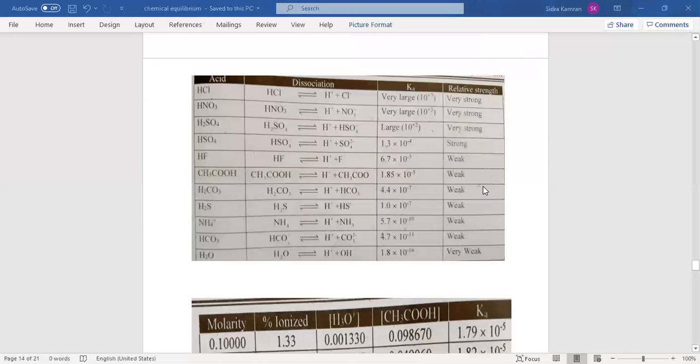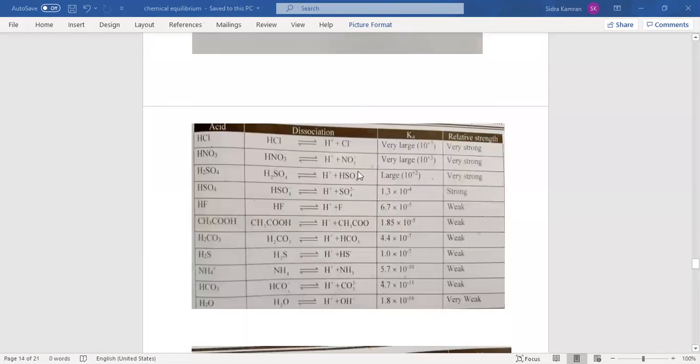Before that, here you can see the table of different acids, their dissociation, their dissociation constant Ka and their relative strength. Here you can see HCl. HCl, as we know, is a very strong acid. If HCl dissociates into its ions H positive plus Cl negative, then its Ka value is 10 raised to the power plus 7, which is greater than 1, compared to 10 raised to the power minus 3.